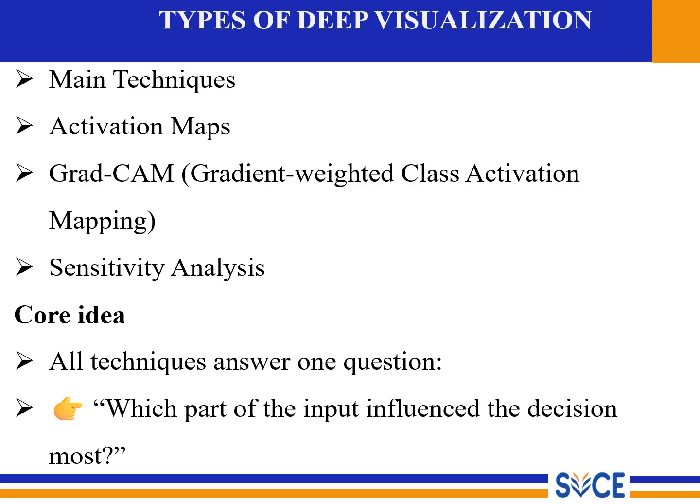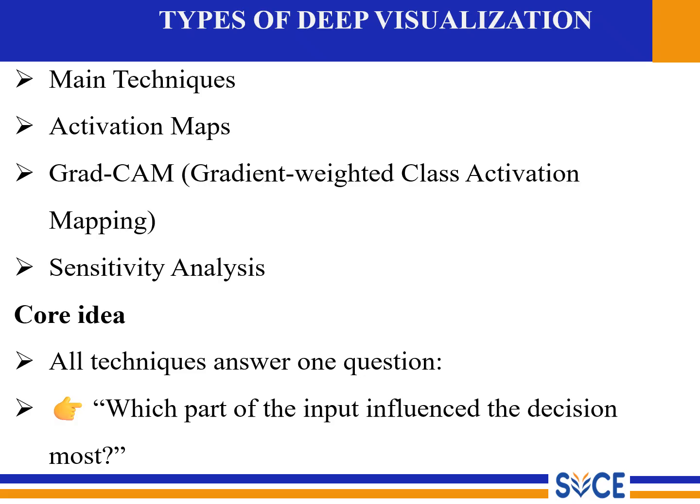Each of these techniques focuses on a different aspect of understanding the model. Activation maps show which features are being detected at different layers of the network. Grad-CAM highlights the specific regions of input that influence the final decision. Sensitivity analysis measures how changes in input affect the output.